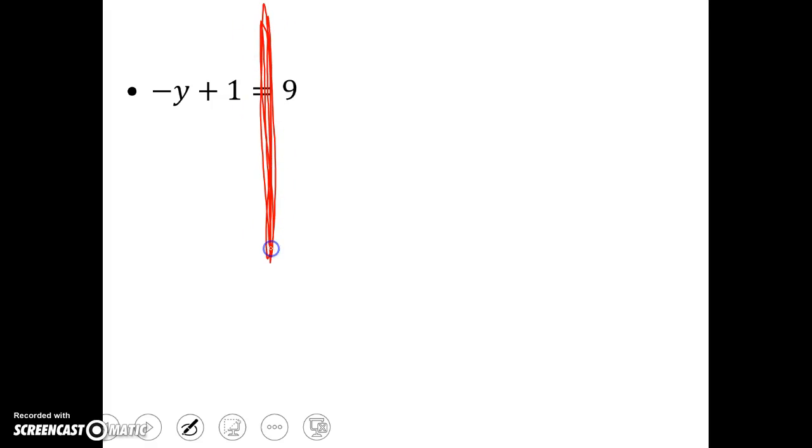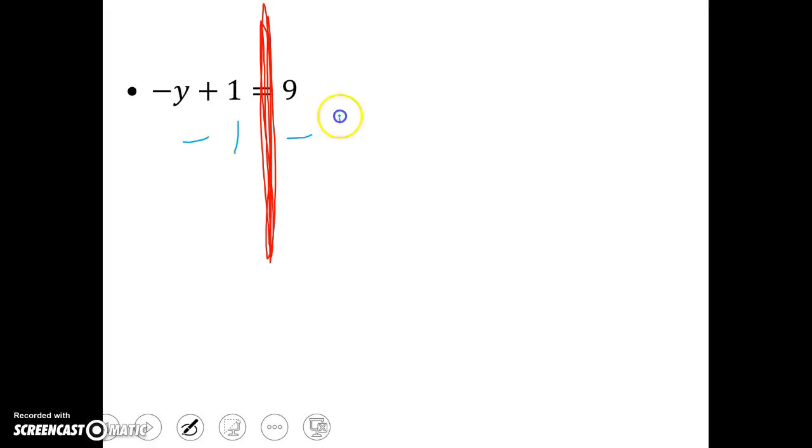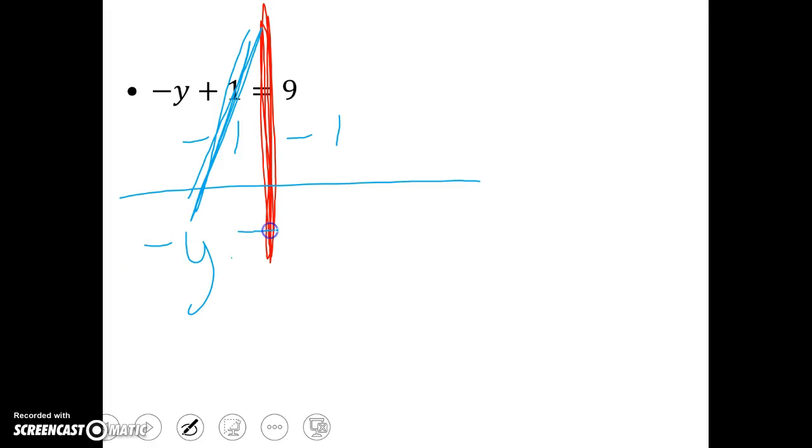Okay, so here's another example. We separate them down the middle. We have our variable of -y. And attached to -y is 1 by adding 1. So the opposite of adding 1 would be to subtract 1. So I'm going to subtract 1 from this side, subtract 1 from this side. That 0 pairs out right there. So you're left with -y equals 8. We're not done.